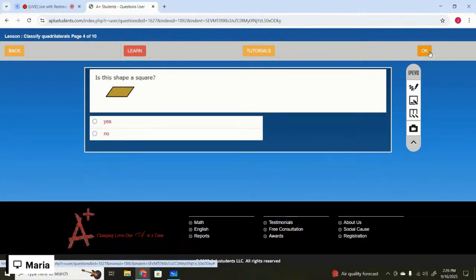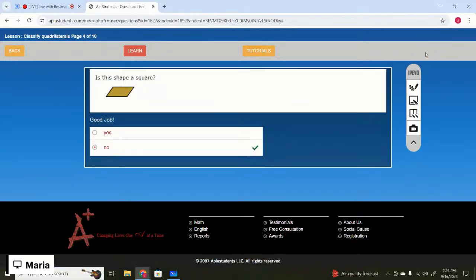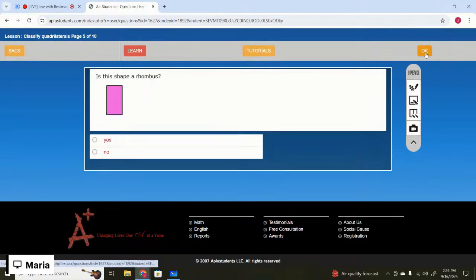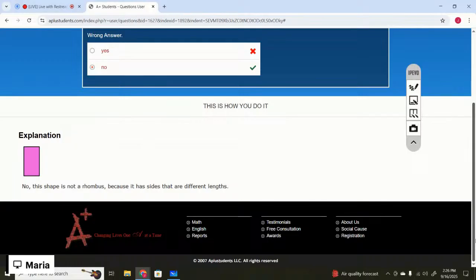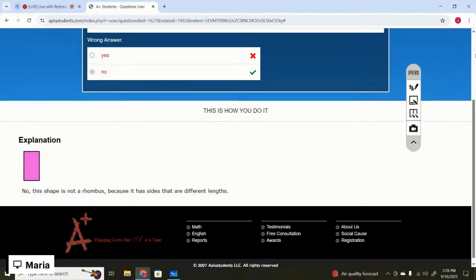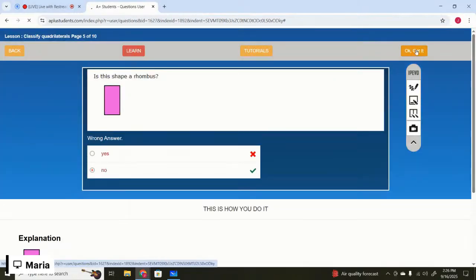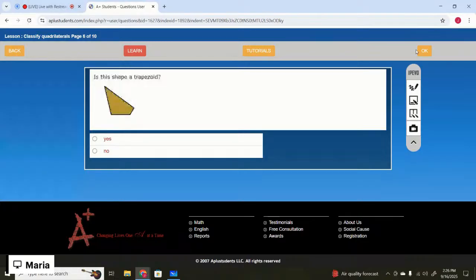Is this shape a square? No, that is not a square. Is this shape a rhombus? Yes, it is. No? A rhombus has side lengths that are equal in measurement, so the one we are given is different in measurement. Is this shape a trapezoid?